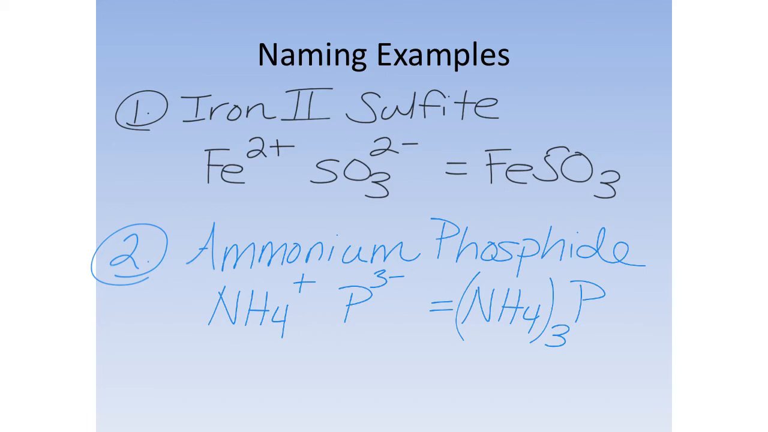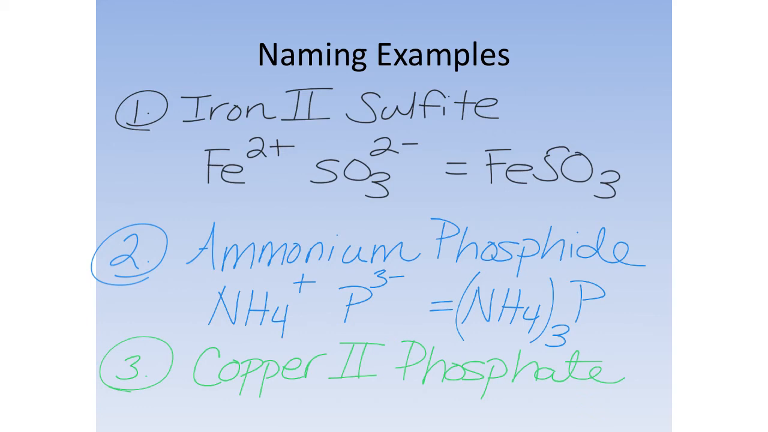All right, last example, we will do copper 2 phosphate. So copper can be plus 1 or plus 2. Since we have Roman numeral 2, it is plus 2. Phosphate is one of our polyatomics, PO4 minus 3. When I crisscross those two, I get Cu3 PO4 2.